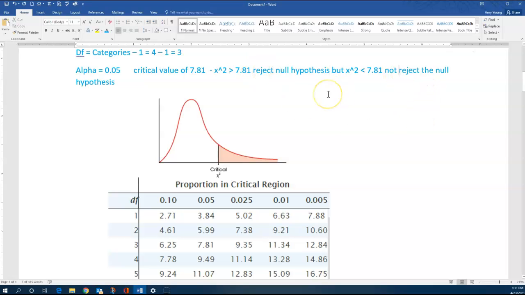I'm going to take away this word here, but we're either going to reject the null if our test statistic is greater than 7.81, which means it lies in this pink region right here, or we're going to not reject it because it's less than 7.81, so it lies in this white region over here of the graph.